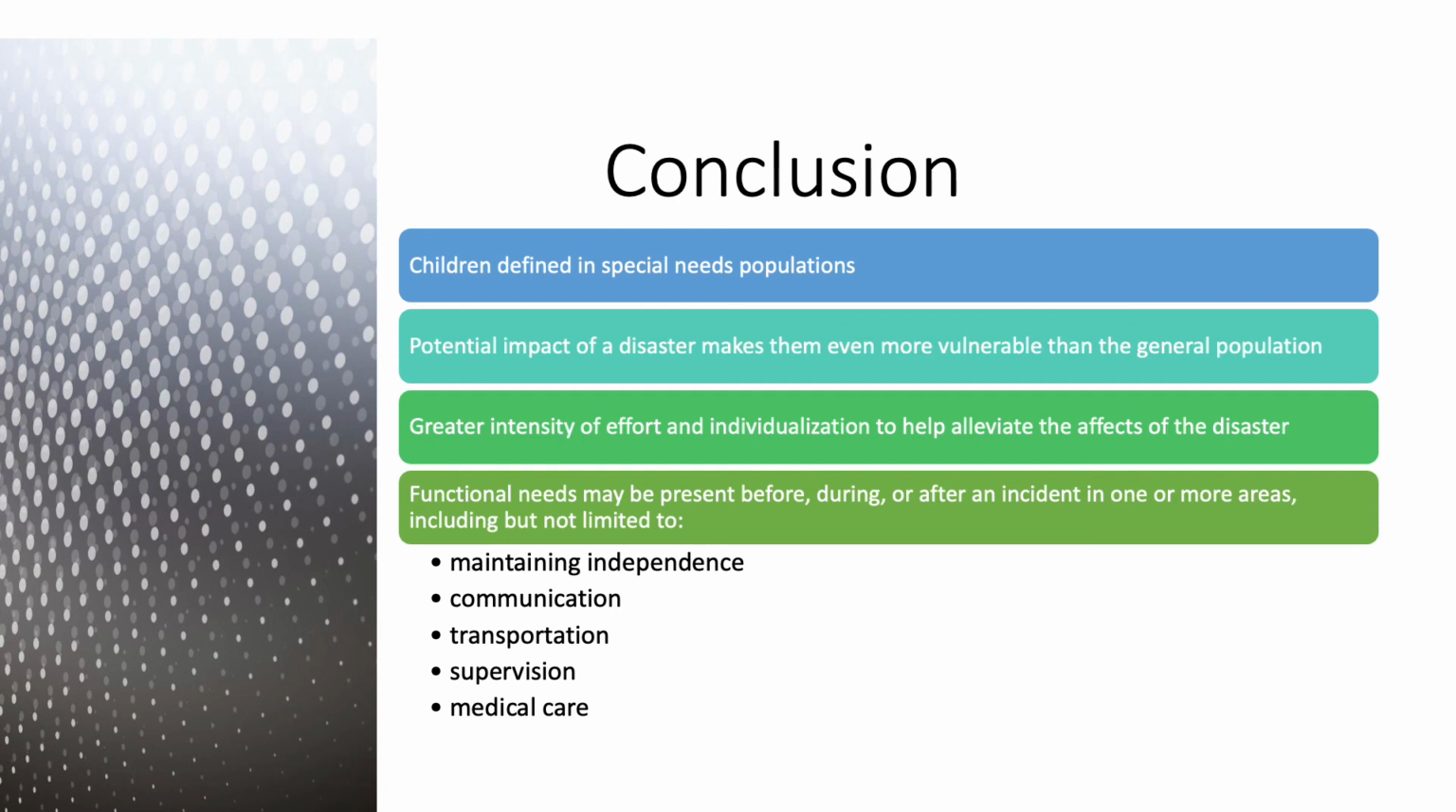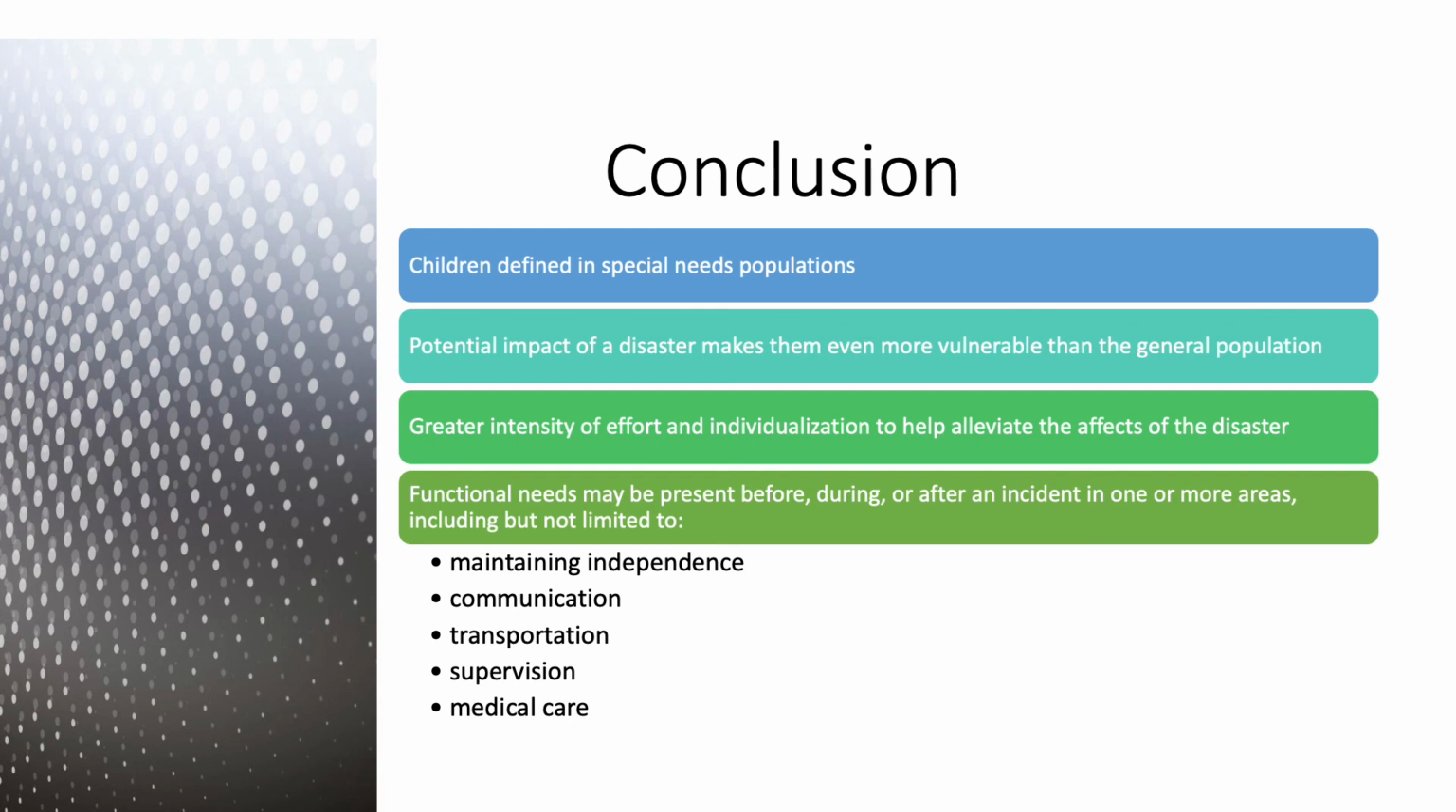The potential impacts of a disaster make them even more vulnerable than the general population. Greater intensity of effort and individualization is needed to help eliminate the effects of the disaster for children. And we must remember that functional needs may be present before, during, and after an incident in one or more areas, including, but not limited to, maintaining independence, communication, transportation, supervision, and medical care.